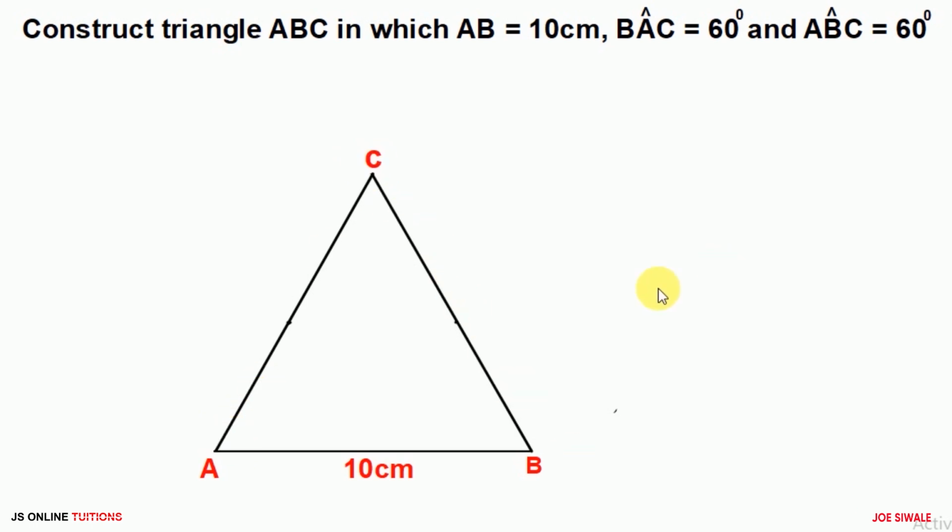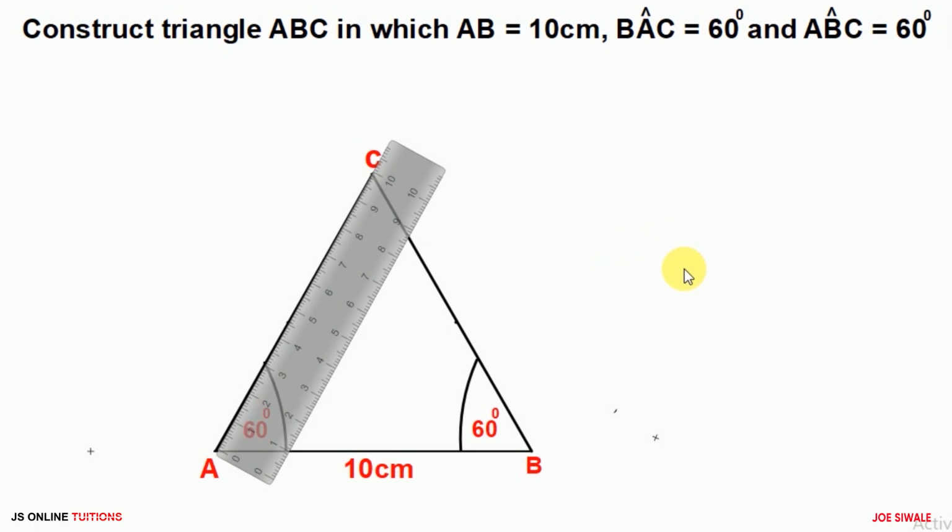The first thing that we're going to do, we're going to indicate the angle which is at A and B. So we have indicated our angle at A as 60 degrees and our angle at B as 60 degrees. Let us now measure the length of line AC.